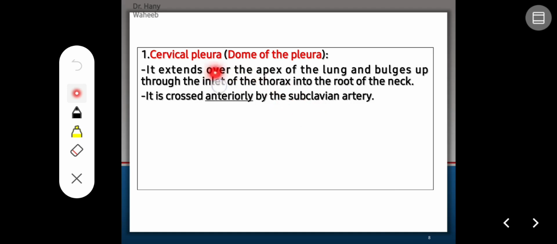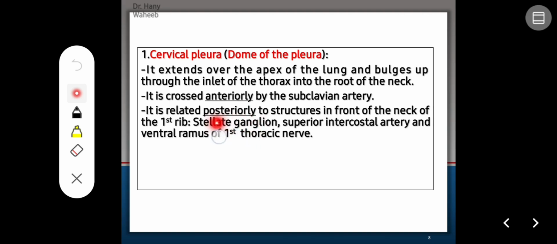Relations of the cervical pleura, also these relations apply to the apex of the lung. It is crossed anteriorly by the subclavian artery. So the anterior relation of cervical pleura is subclavian artery. This is the posterior relation to the cervical pleura and the apex of the lung. It is related posteriorly to three structures in front of the neck of the first rib.